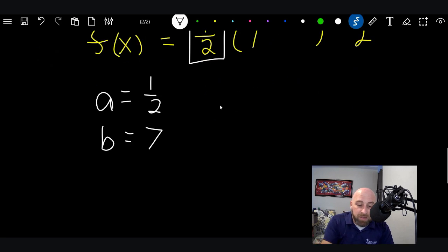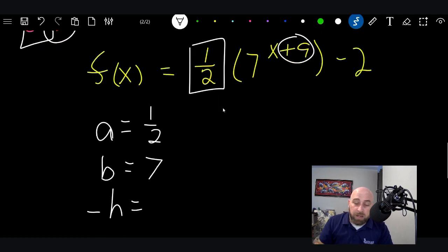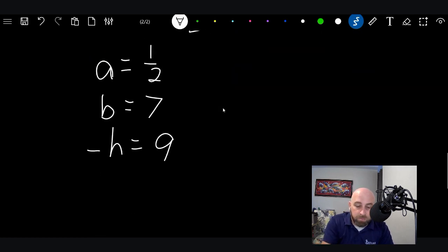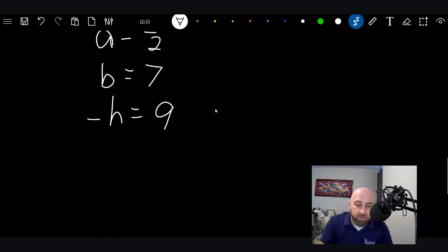Be careful. I'm actually going to write that. Negative h equals, what's our negative h? It's positive 9. And then our k is right here, and our k is the negative 2. So our k equals negative 2.